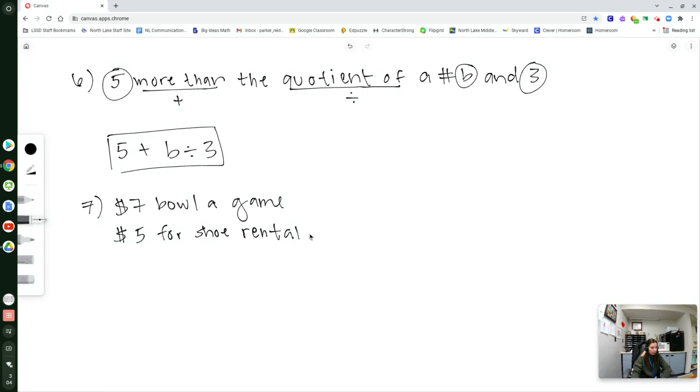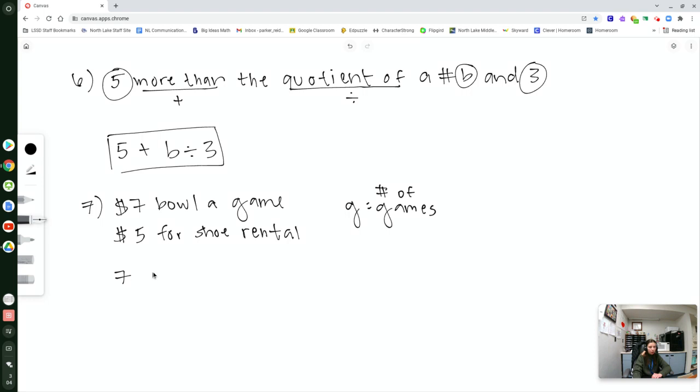We're going to write an expression that represents the total cost in dollars of G games. So G represents the number of games we're going to play. We want to figure out how I can use these numbers and this variable, G, number of games, to write an expression that will tell me the cost of playing this many games.